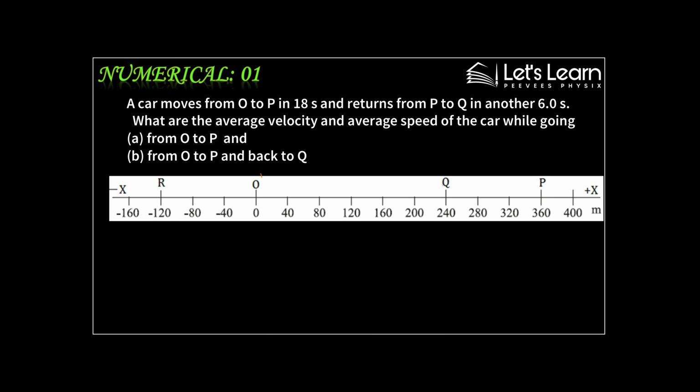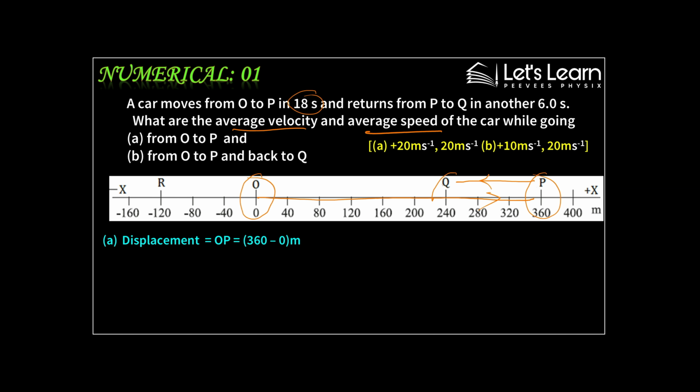We will do some numericals. First question, car moves from the point O to point P. How much time he takes? 18 seconds. And then he returns back to Q. What do they want? They wanted average velocity and average speed for first part of the journey O to P.